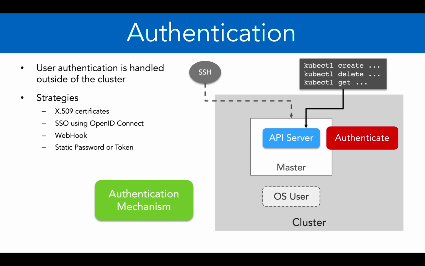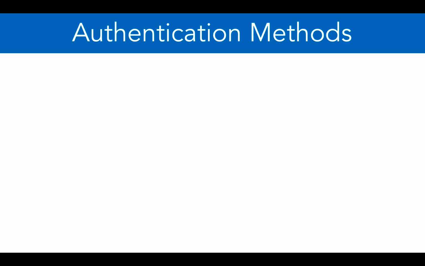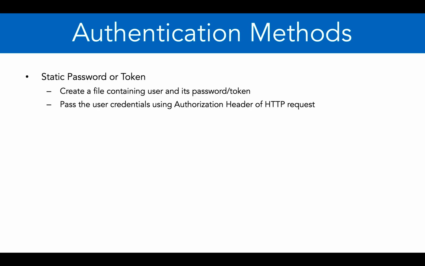If the user has not been authenticated, the API server will not be able to run the command which was submitted by the user. So, what are the various authentication mechanisms or methods available? The first one is static password or token, which is not at all used, and you should avoid using this also.